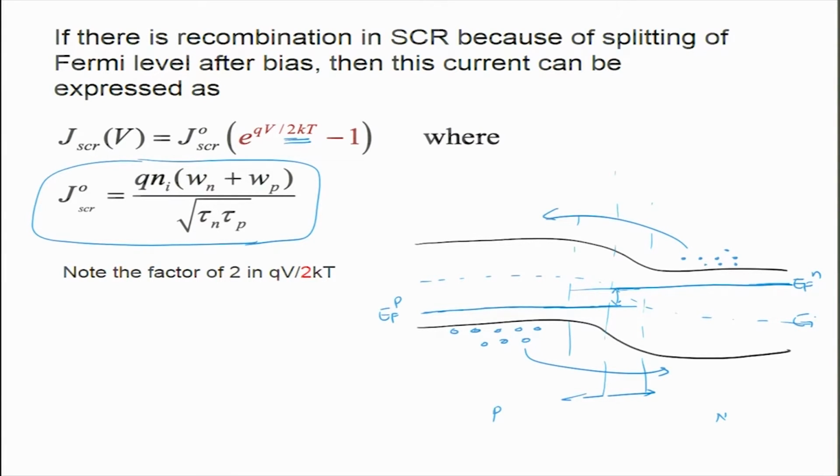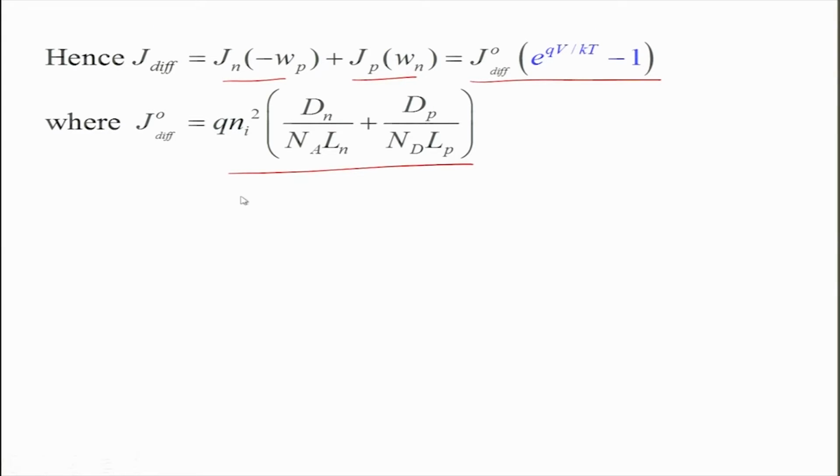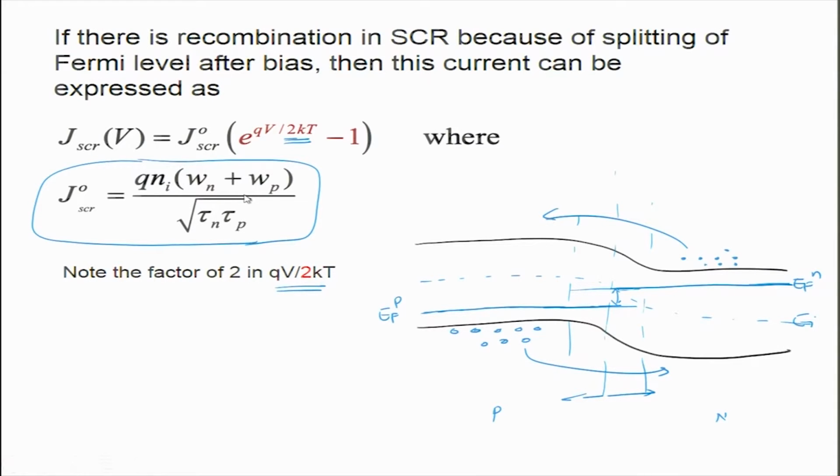All right, and this has a factor of qV by 2kT. So, in addition to the dark current that you have here, there is an extra dark current, which is here, which has a factor of qV by 2kT, which is because of space charge recombination, which was ignored earlier.